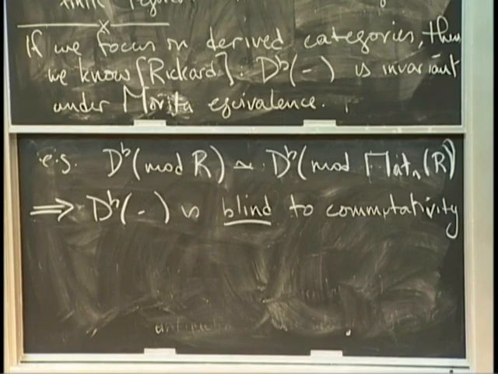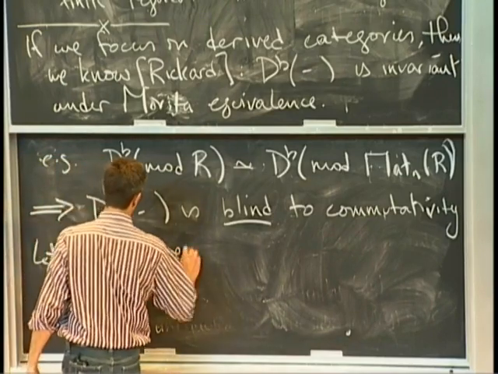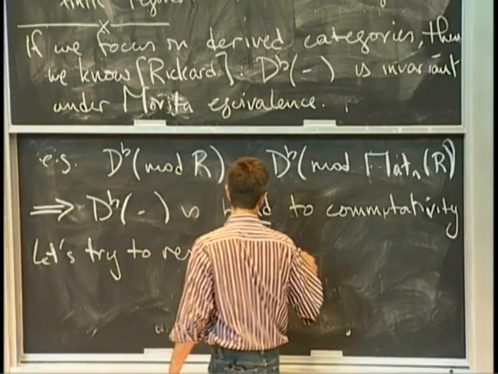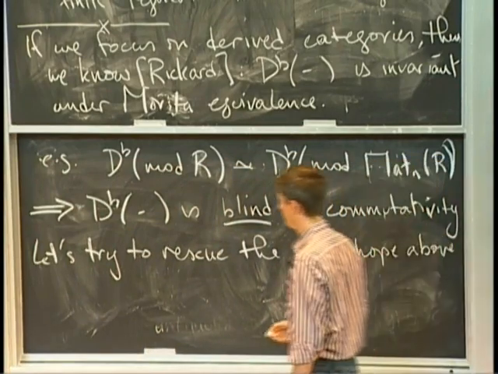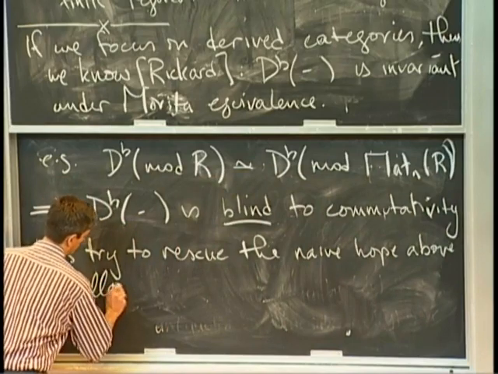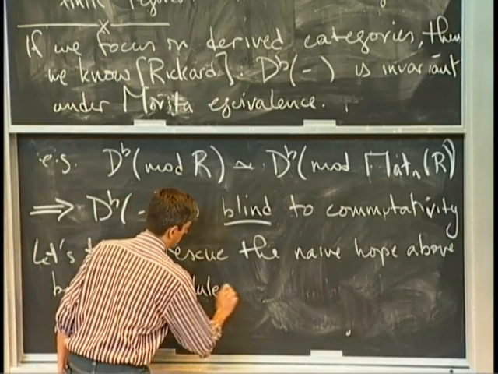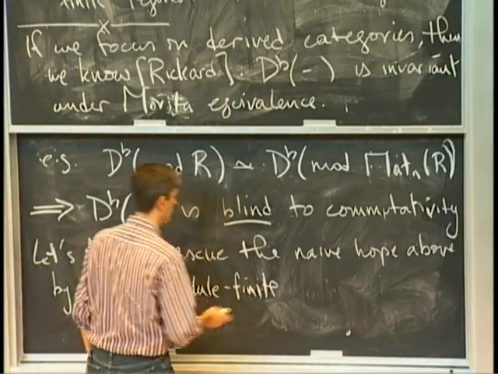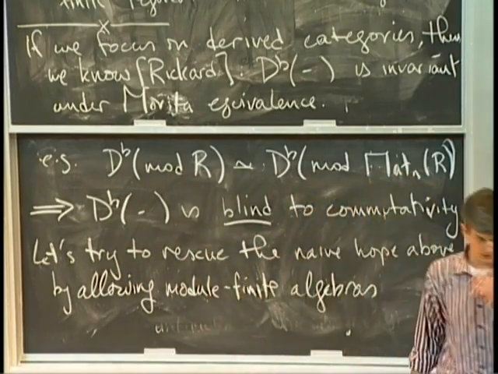So perhaps we can rescue, rather than expanding our world to encompass varieties that are, say, projective over an affine scheme, something that you usually get when you do a resolution of singularities. Instead, let's expand the other direction. So let's try to rescue that naive hope by allowing, again, we'll stick to module finite algebras, as we tried to above.